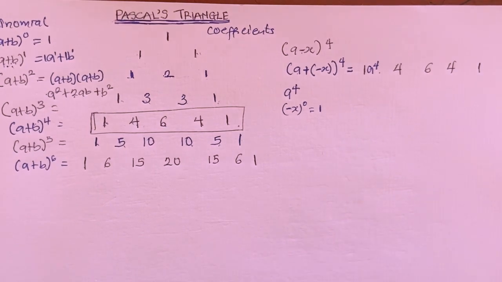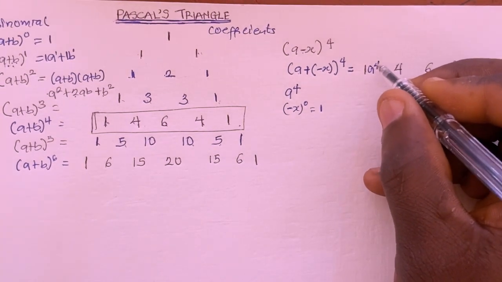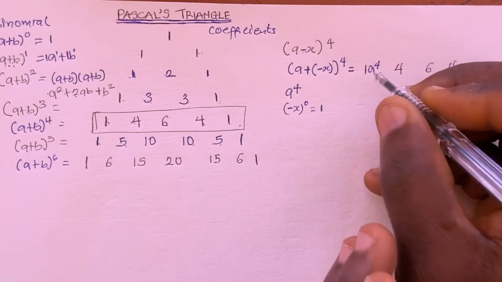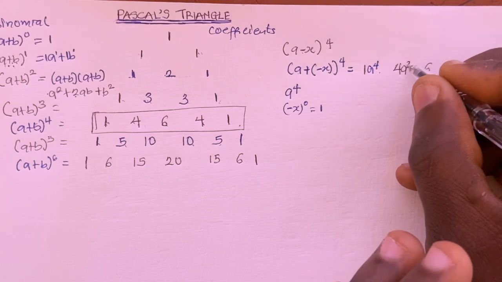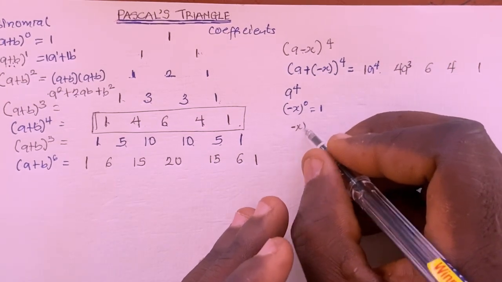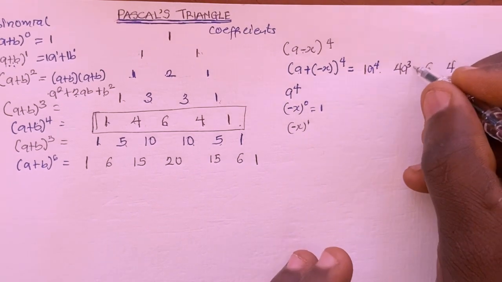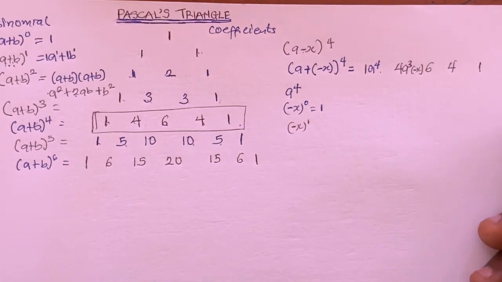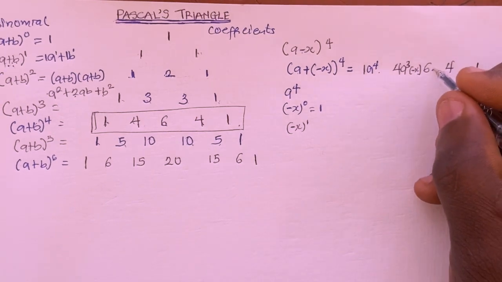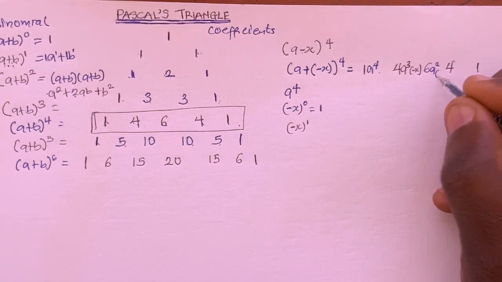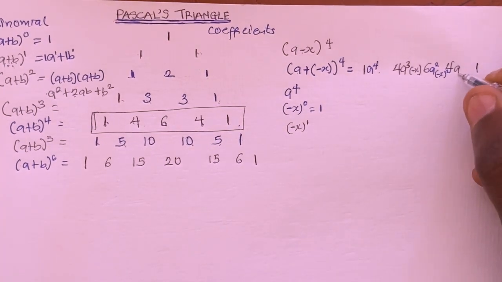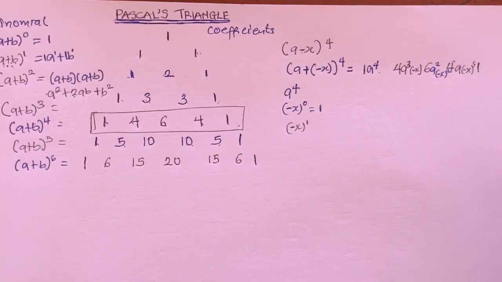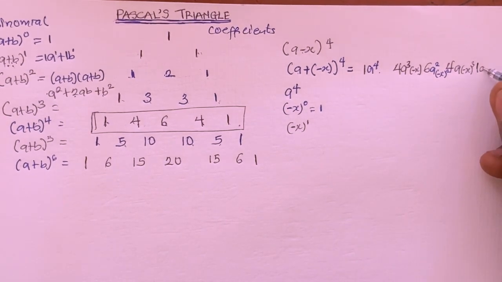Then followed, I'm going to decrease the power of a by 1. That is, I'm going to subtract 1. Here I'm going to have a raised to the power of 3. If a is raised to the power of 3, then minus x must be raised to the power of 1. Then followed by a raised to the power of 2, and minus x raised to the power of 2. Exactly. Then followed by this 4 here, I'm going to have a, then minus x raised to the power of 3. Then here the power of a equals 0, and I'm going to have minus x raised to the power of 4.